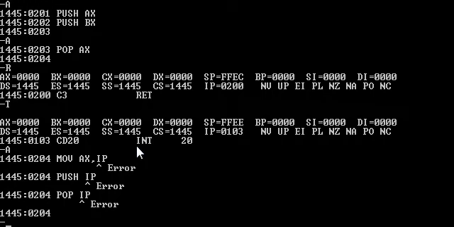Okay, now, the next thing is, now that we can call a function and come back, how do we send information to a function? What's the usual way that it's done? We've seen examples, in fact.